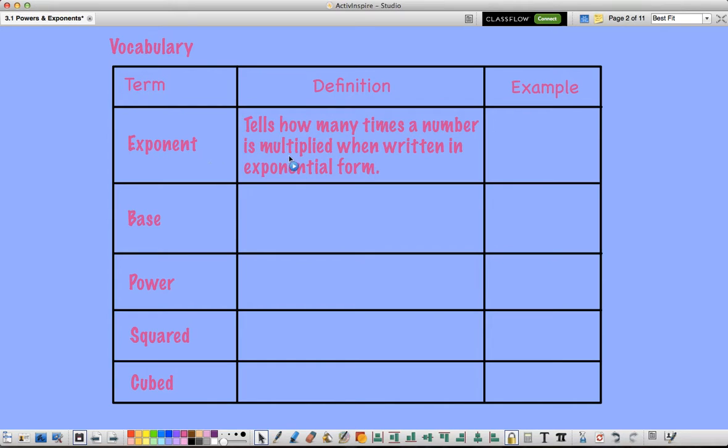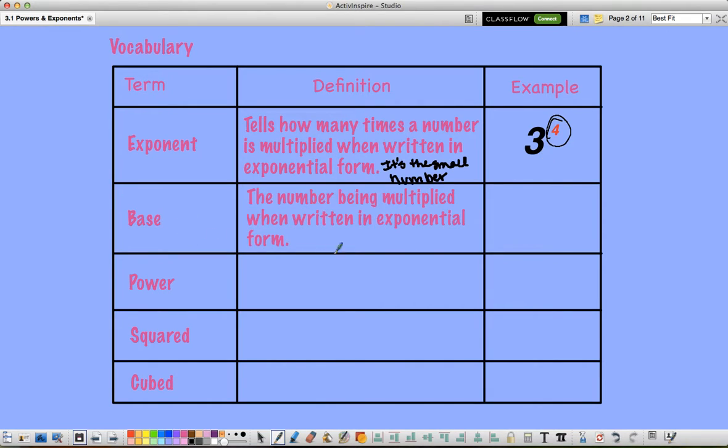So the exponent tells how many times a number is multiplied when written in exponential form. You can also put a little side note here. It's the small number. The definition isn't that it's the small number, it's just a helpful reminder. The definition tells you what the exponent does, and in this case, the exponent tells how many times the number is being multiplied when you're writing it in exponential form. So in this case, the 4 is the exponent. The 4 tells us that the 3 is going to be multiplied 4 times.